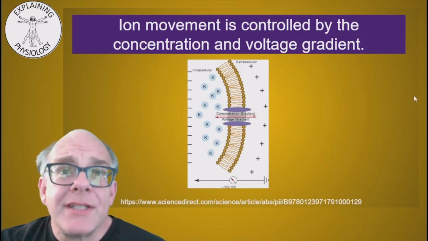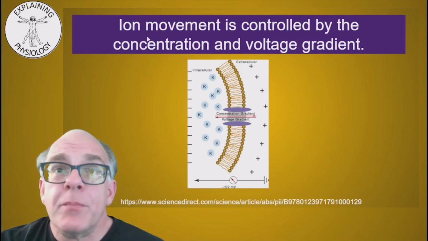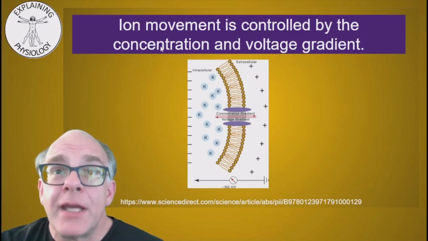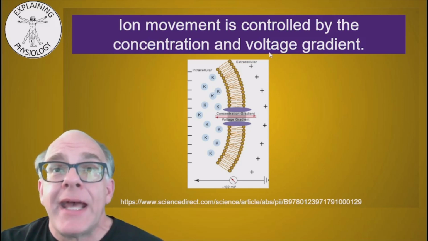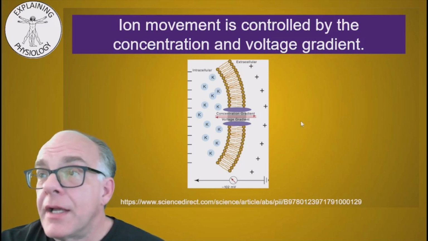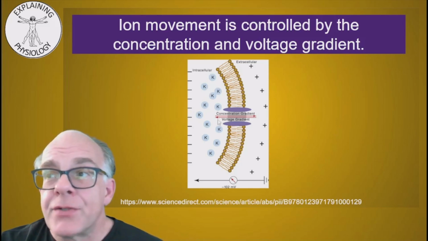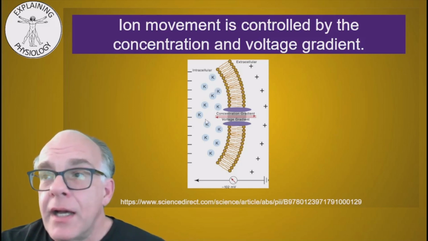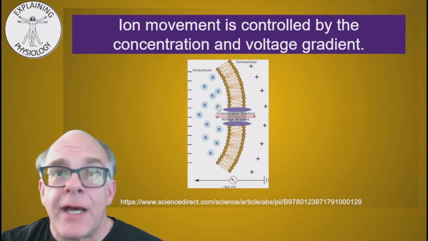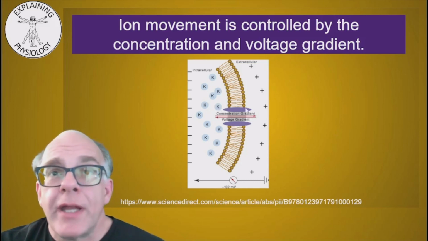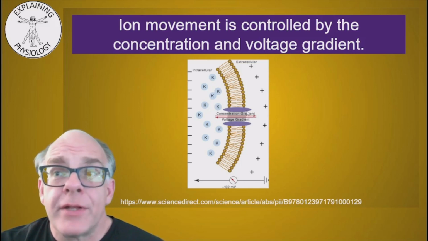So to emphasize this a little bit further, ion movement is controlled by both its chemical concentration and its voltage gradient, so that distribution of the charges. And so in the example here, we're taking a look at potassium ions that are located at a higher concentration inside of the cell. And so we've got a concentration gradient that is going to try to move our potassium ions down their concentration gradient if we've got a potassium ion channel that's opened up.